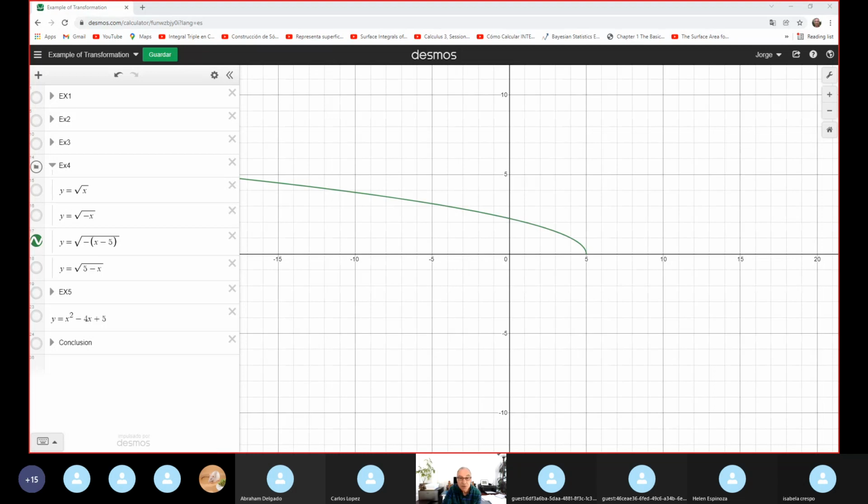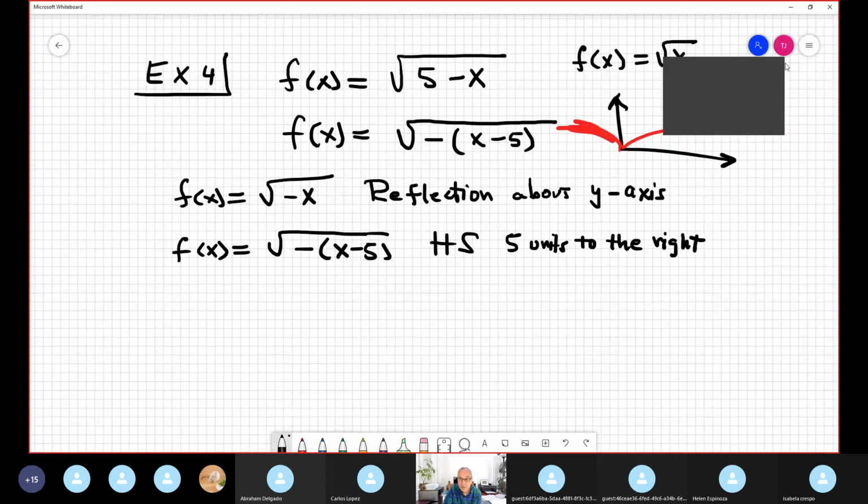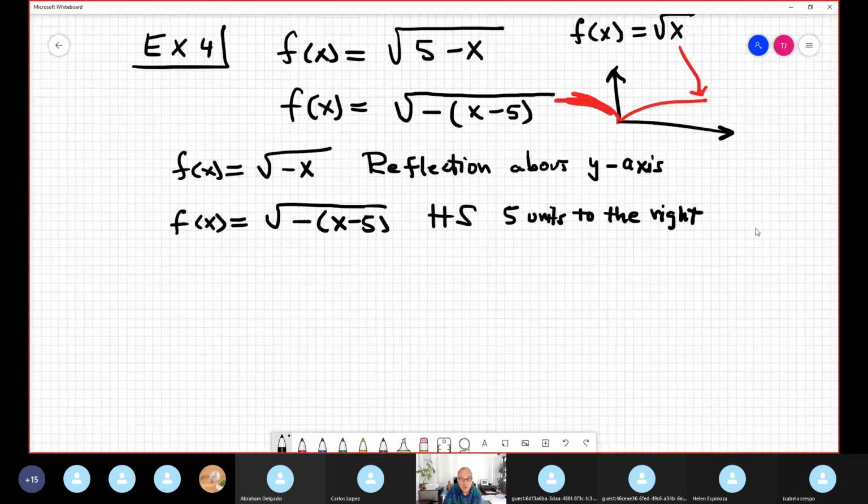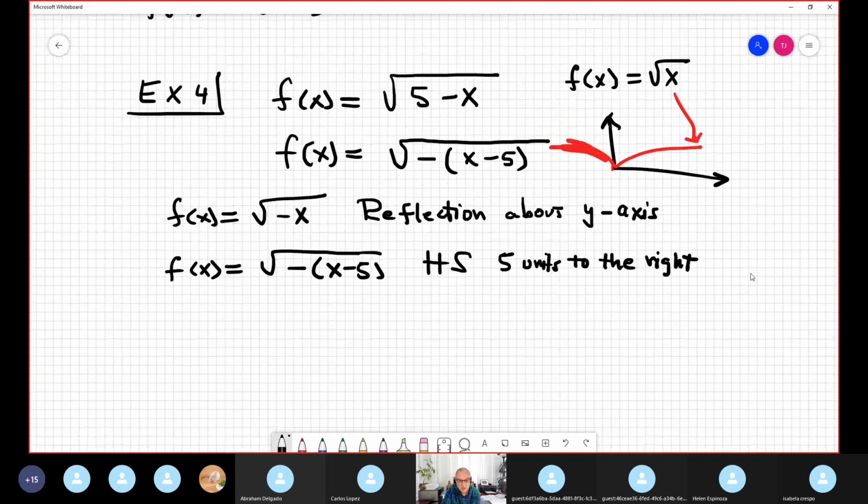Let me see, switching to whiteboard again. Okay. Do you see whiteboard? Yes. Okay. Let's move on. Do you understand this example or no?